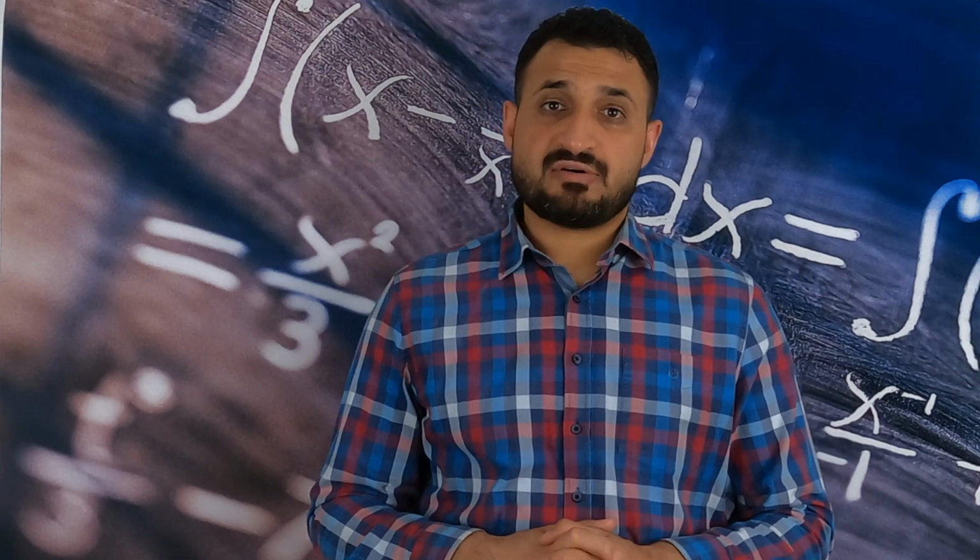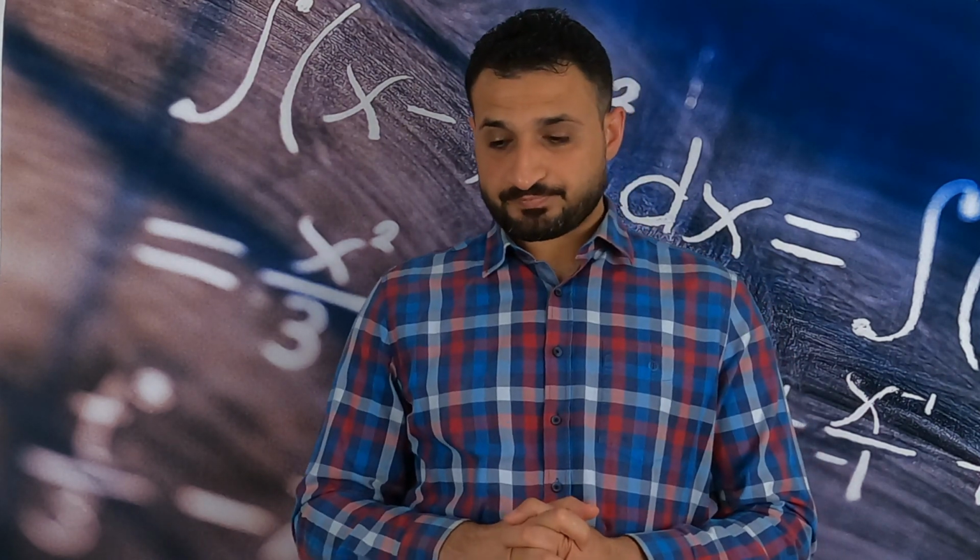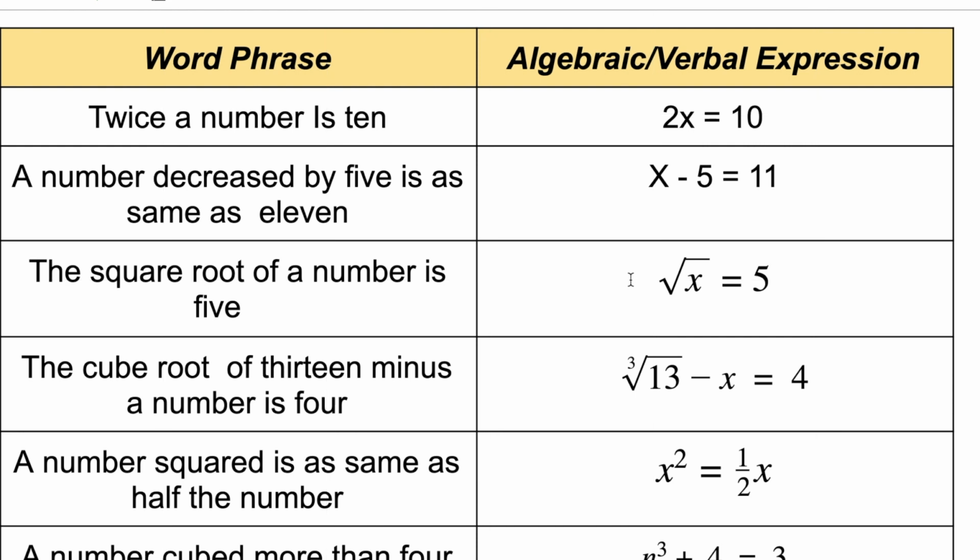The quotient of a number and 2. So when I say twice a number is 10, twice a number means 2x is equal to 10. So 2x equals 10. I don't want you to solve the equation, just write the algebraic expression.